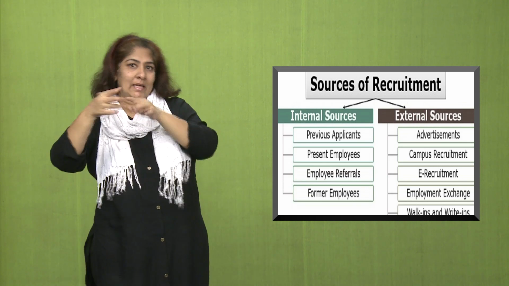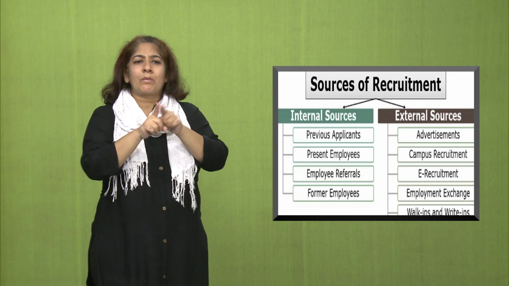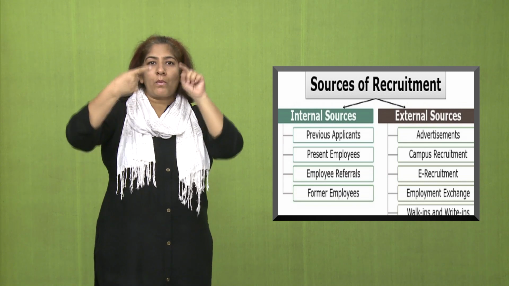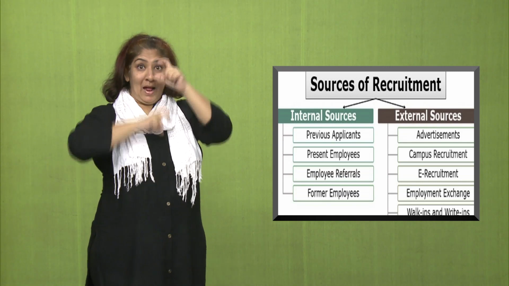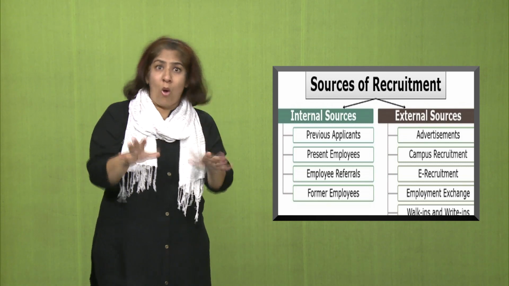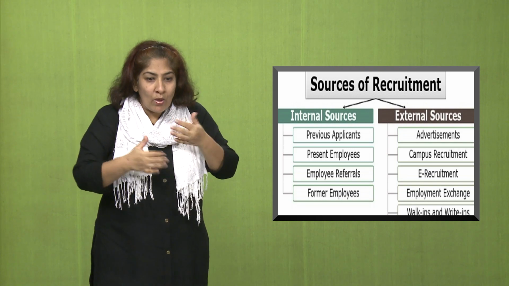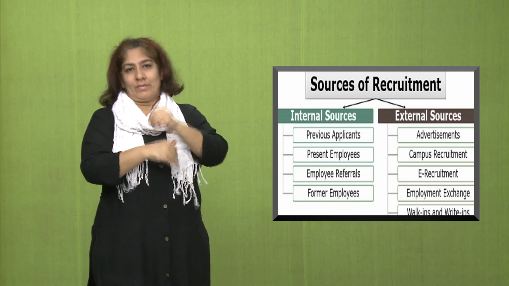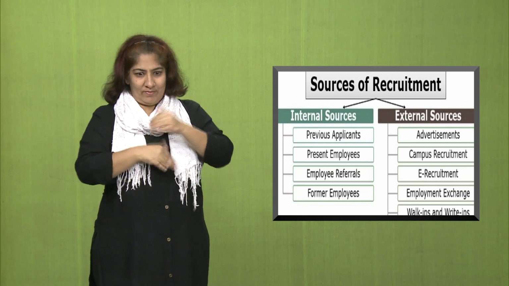Let us now first understand the internal sources, and then we will understand the external sources. The first one is internal sources. What does this mean? It has 4 important points. We will discuss them one by one. For example, if there are some applicants who have applied previously and we call them, that is known as previous applicants.